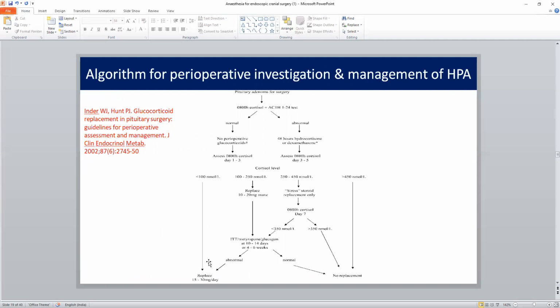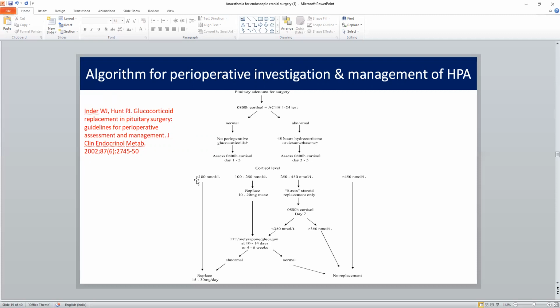So this is an algorithm provided to manage pituitary adenoma, especially with regards to administration of corticosteroids. So here you can see that you have to perform 8 AM cortisol and ACTH test. If it is normal, there is no need for periodic glucocorticoid administration. Assess cortisol post-operatively on day 1 to day 3. Now, if the ACTH is low, if the cortisol levels are low, then you need to supplement the steroids for 48 hours, either hydrocortisone or dexamethasone, and assess again from day 3 to day 5.